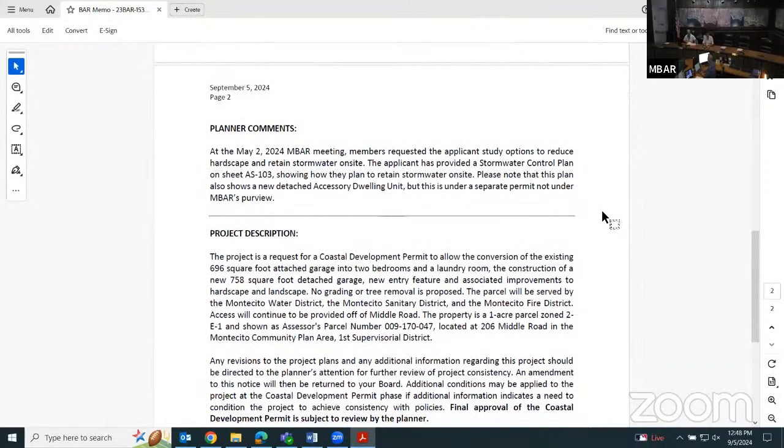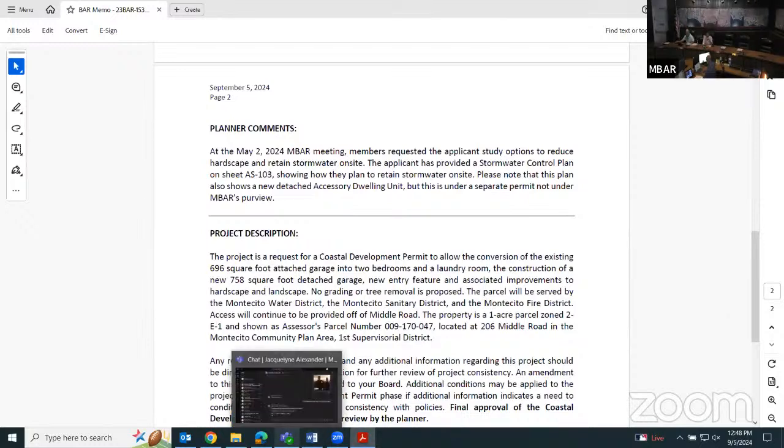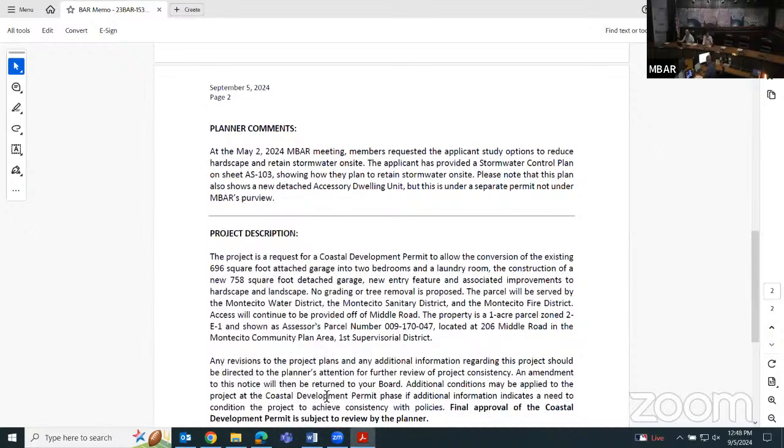Okay, is the applicant... oh, you have a planner memo? Yes. All right, let's see now. So, to reduce the hardscape and retain stormwater on site, the applicant has provided a stormwater control plan on sheet AS 103 showing how they plan to retain stormwater on site. Please note that this plan also shows a new detached accessory dwelling unit, but this is under a separate permit, not under MBAR's purview.